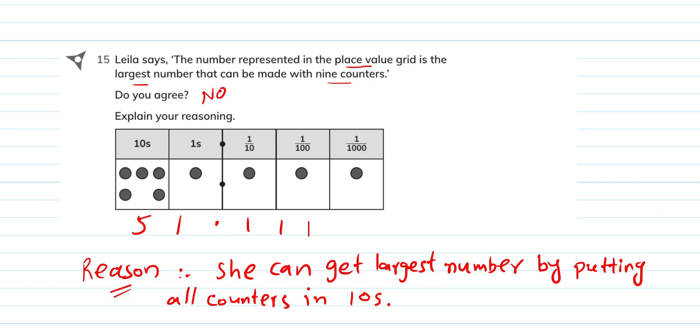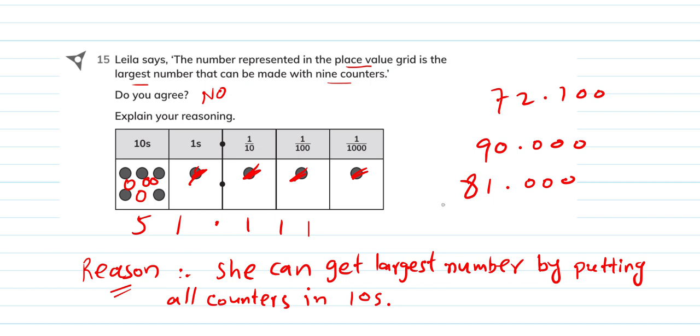If, for example, I put all the 9 counters here, it will be like this: 6, 7, 8, 9, and there will be no counter here, here, here, and here. It means the number will become in that case 90.000. Got it? So that will be the largest possible number. Another possibility is she can put 8 counters here, 1 counter here, and in other places 0, 0. Still it will be a smaller number. Other possibility is that she can put 7 counters here, 2 counters here, 1 counter here, and 0, 0 counters here. Still, the largest possible number will be this.